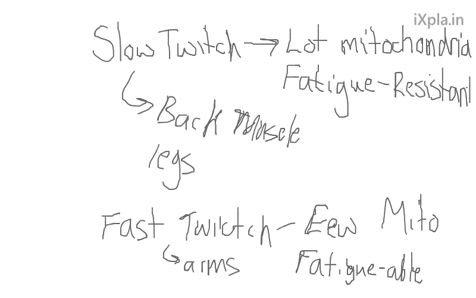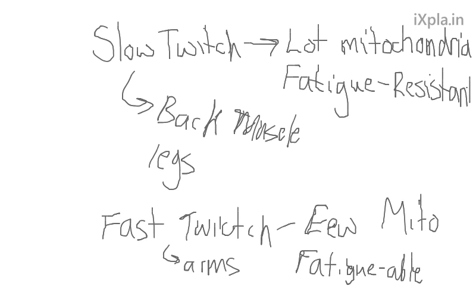Fast twitch fibers are pretty small compared to slow twitch. Now, these are fatigable. A way to think about this is you walk on your legs. You walk with your legs. Your legs are slow twitch muscle fibers. They're fatigue resistant. They have a lot of mitochondria. And what happens if you're walking on your arms? Luckily, that's not the way we're born.